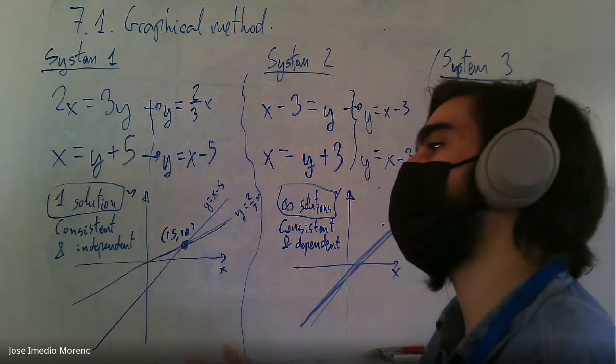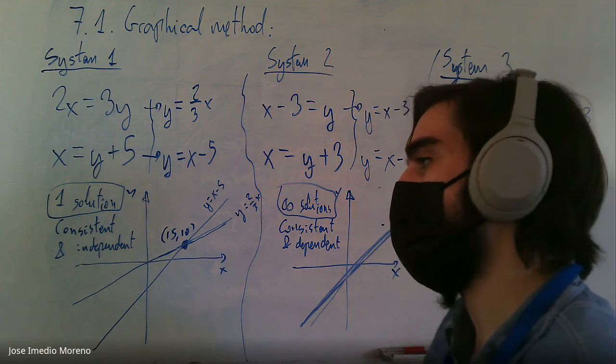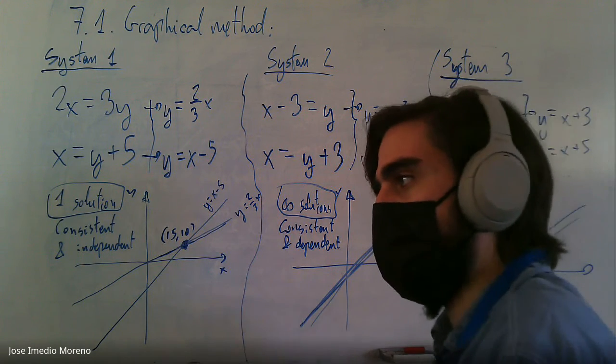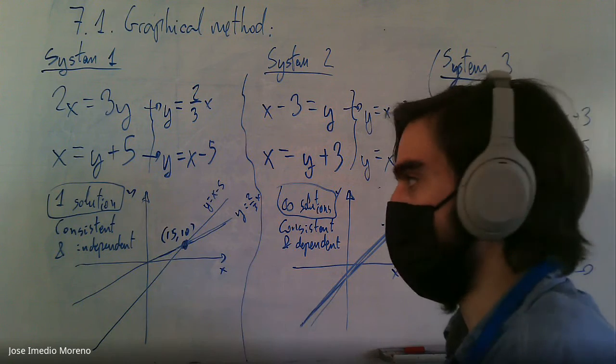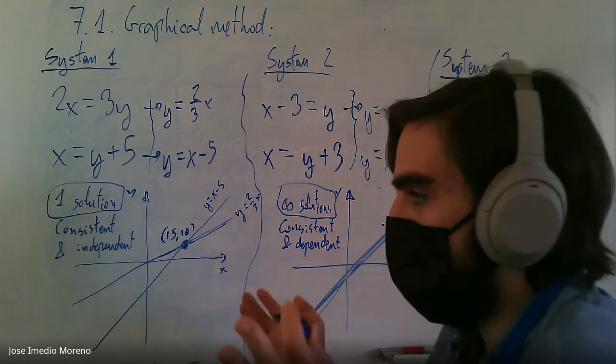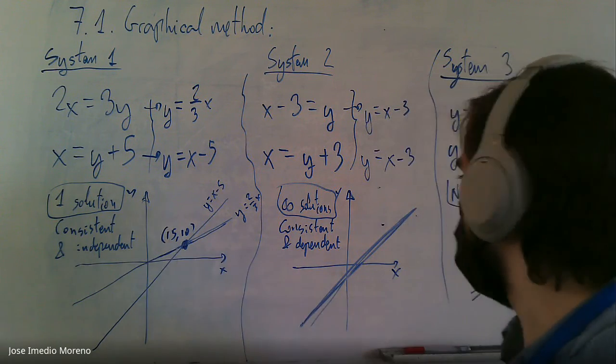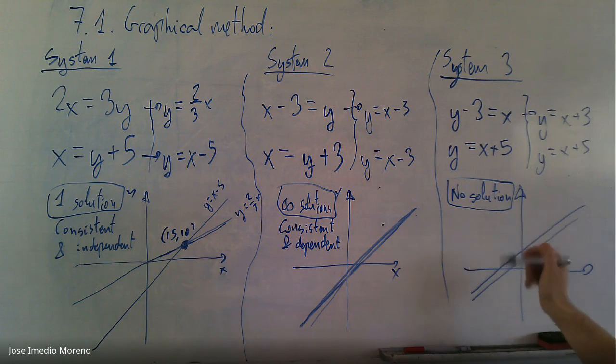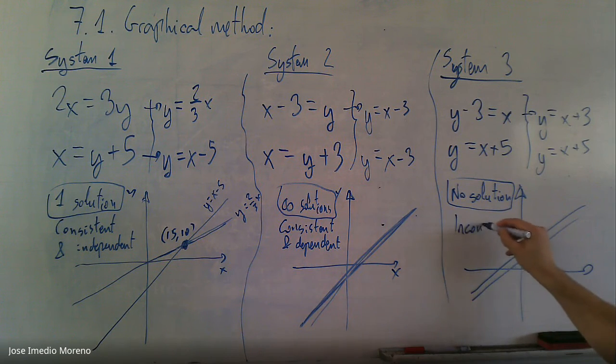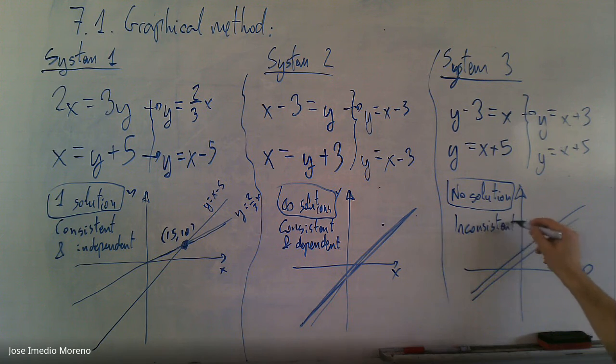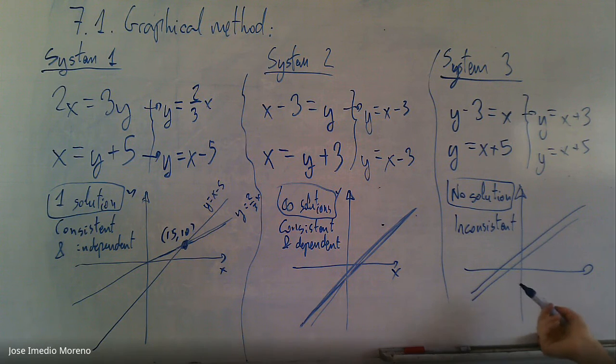which is true, but it depends on the value of x. I need to know x first or y. I need to know one of the variables, and then I know the other. Here, there's only one possibility, one value for each one. And here, this is inconsistent. It's not possible.